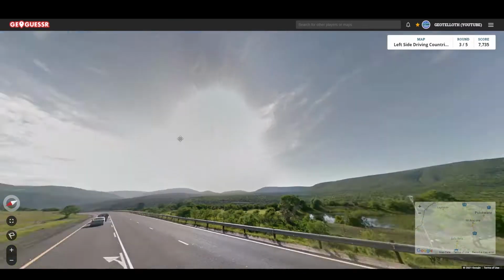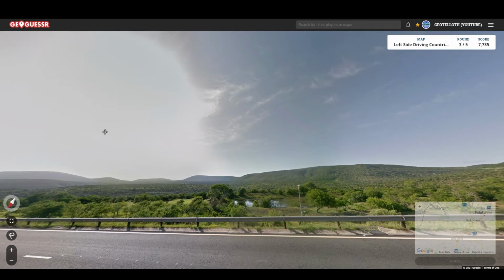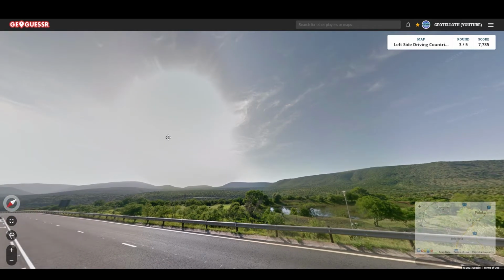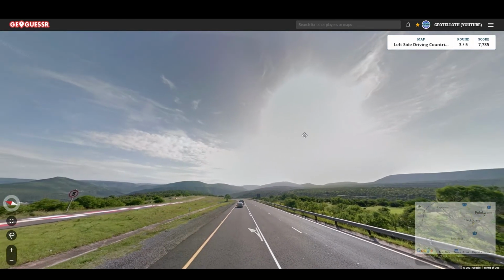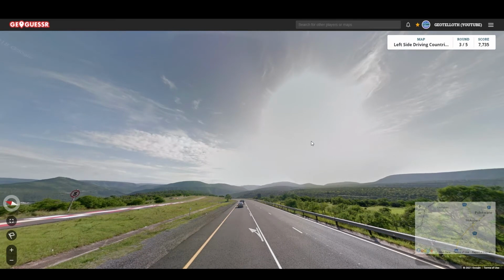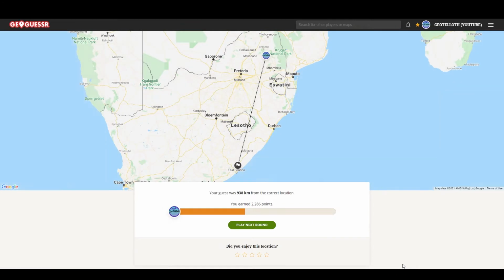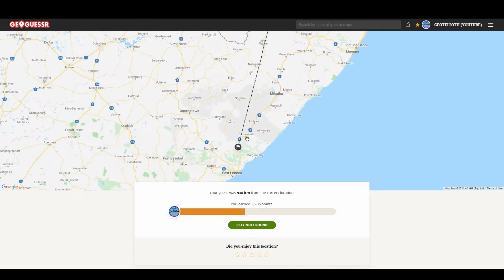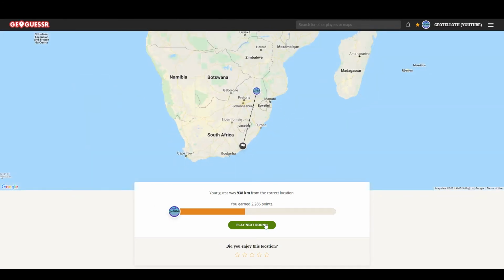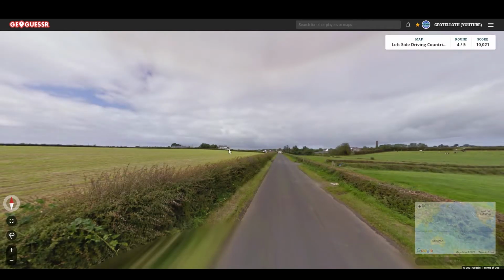Another thing to note is actually the sun's in the south. Is that right? The sun looks to be... it's kind of hard to tell. It's quite low in the sky. Anyways, we're going to go South Africa. We're going to go there. We were correct. We were further south, of course, but we were correct. So that's what's important. So next round.